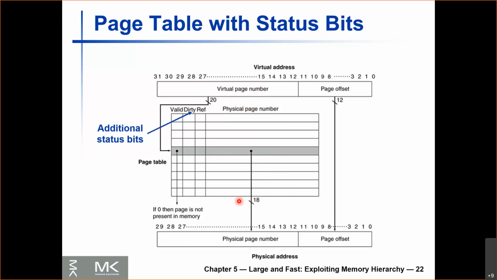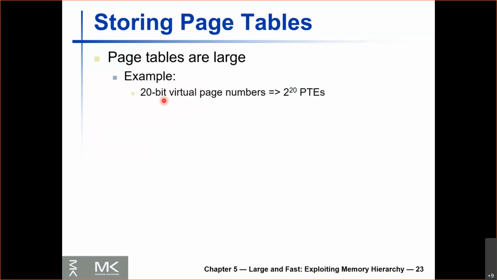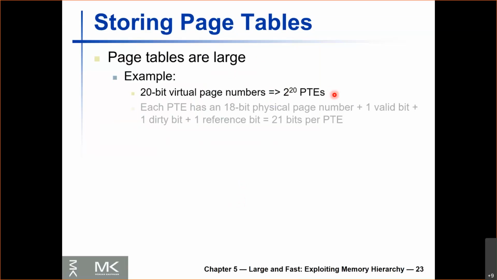Okay, so let's take a look at this in more detail. So storing the page table. Page tables are very large. In our example, we have 20-bit virtual page numbers, which means that we need 2 to the power 20 different page table entries. That's going to be the size of my array. Each page table entry is going to have an 18-bit physical page number, one valid bit, one dirty bit, one reference bit. That's 21 bits per page table entry.